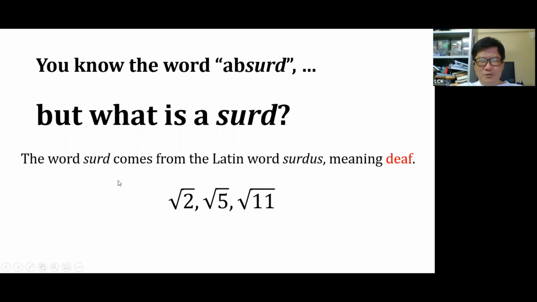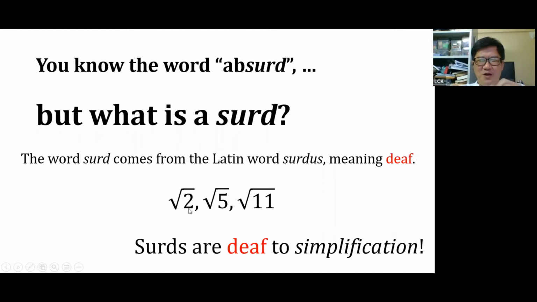And so, these are surds. All right, so you have square root 2, you have square root 5, you have square root 11. These are 3 examples of surds, okay? And surds come from the root word surdus, which means deaf. So what are these numbers deaf to? They are deaf to simplification.